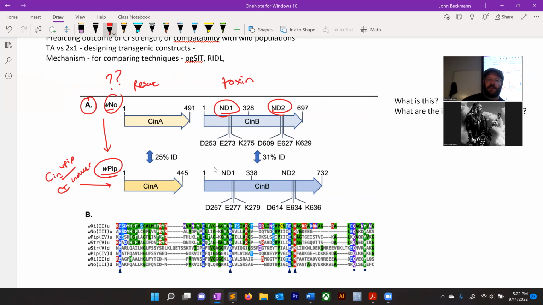What are these things, and why are they pointing this out? Those are amino acids at certain positions. Yes. These are the catalytic triads, the things actually responsible for the DNA getting cut: this D, the E, and the K. Of all the protein, these are really important residues. If these are messed up, it's not going to cut. They're showing you that in the active one they're conserved, and in this wNo one they're conserved. So the hypothesis would be that this wNo one is active.